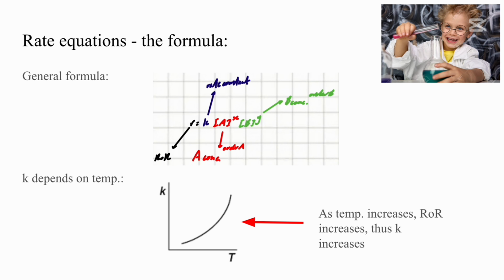And we have k, which is the rate constant. And k is dependent on the temperature. And as you can see in the graph below, as the temperature increases, k will also increase because the rate of reaction increases. Now, [A] means the concentration of substance A. And x is the order of A. Now, [B] is the concentration of substance B. And y is the order of substance B.